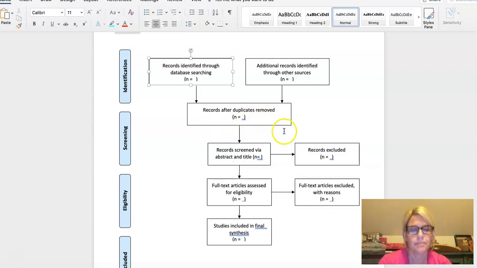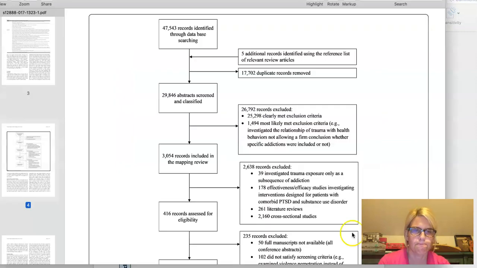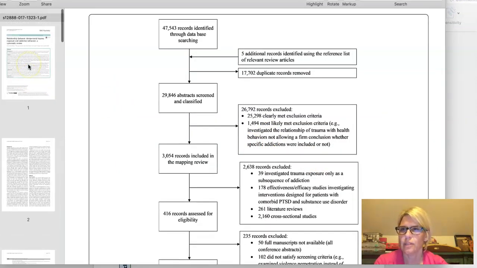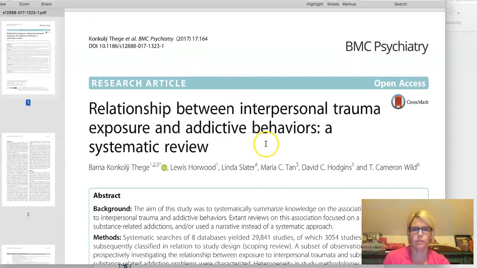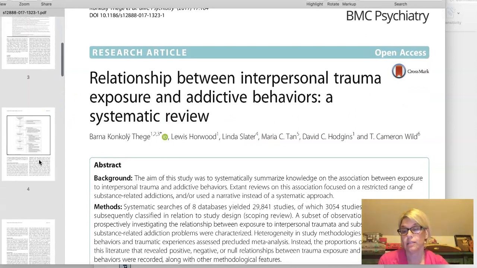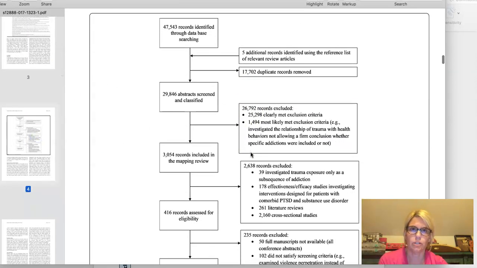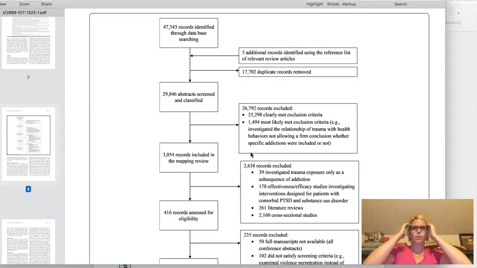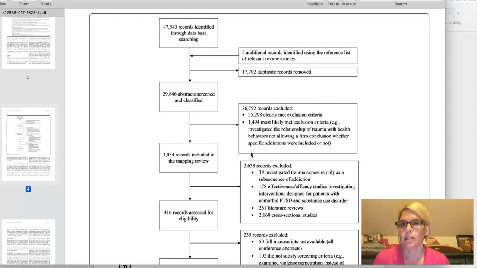And so that's just another piece of record keeping that you need to take into account when you're keeping track of what you did. So let me show you an example of one that was provided in an article for you. This is the article on interpersonal trauma exposure and addictive behaviors, a systematic review. So this diagram, you'll notice, is similar to what I've said in the past, where not every journal article is going to have this diagram. So this one happens to be here, and it's very detailed, and I think it's a very nice example of how to do one, but you're not going to see it in every single article that you find. So I'm glad that you have this example.